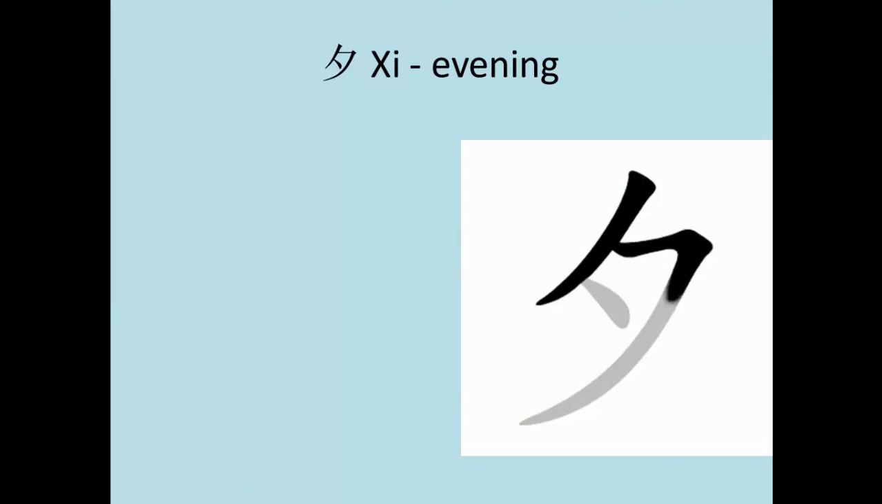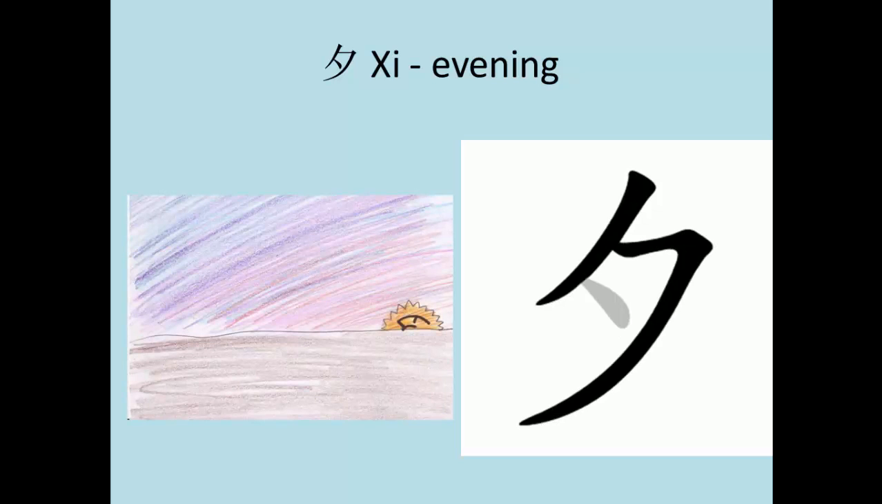The first radical you need to know for this unit is evening, 夕. It's used in the word for Christmas Eve, 圣诞夕, or New Year's Eve, 除夕. It's a stylized image of the moon radical. Here, one of my students has illustrated it as the sunset.